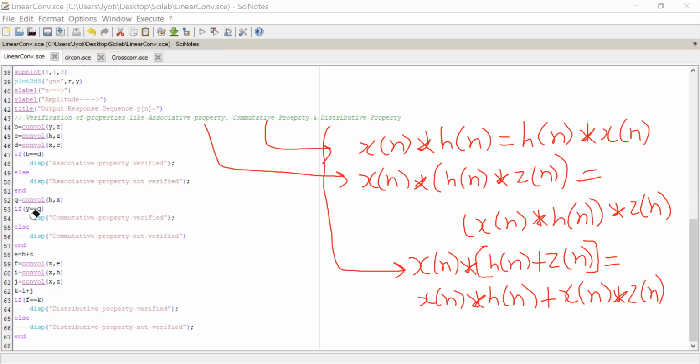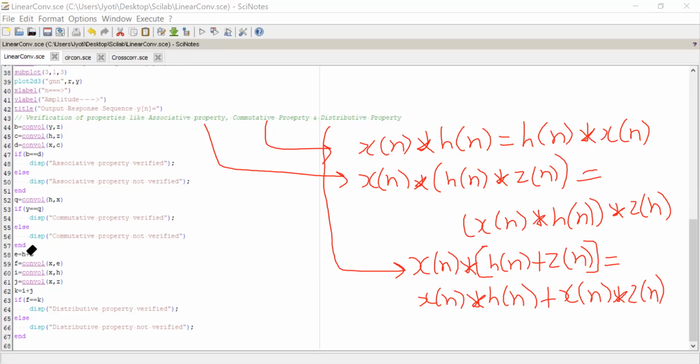If these two are equal, if y is equal to q, then the commutative property is verified. Otherwise, it will display the commutative property is not verified. Okay, this is about commutative property. Next comes the last property, that is distributive property.